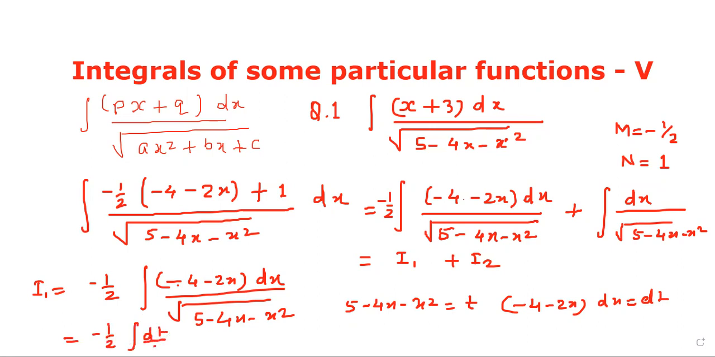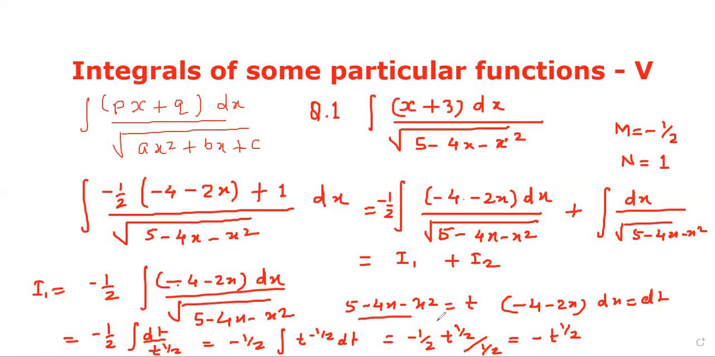So our question will become minus 1 upon 2 integration dt upon t power half, which is equal to minus 1 by 2 integration t power minus half dt, and that will give minus 1 by 2 t power plus half divided by plus half. So we will get minus t power half because this 2 will cancel this 2. And we can put the value of t as 5 minus 4x minus x square. So we will get minus root of (5 minus 4x minus x square). So we have got I1. Now we have to consider I2.